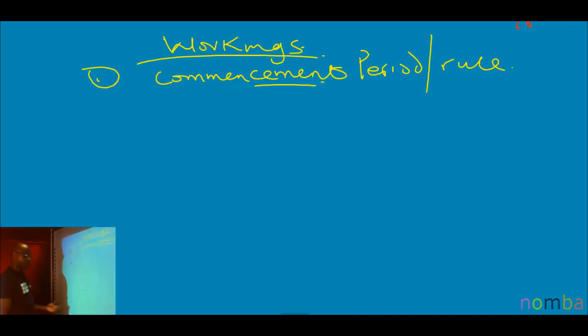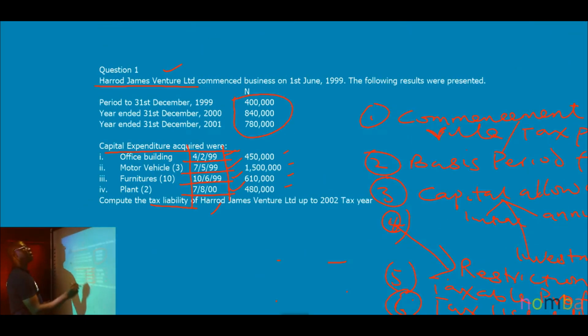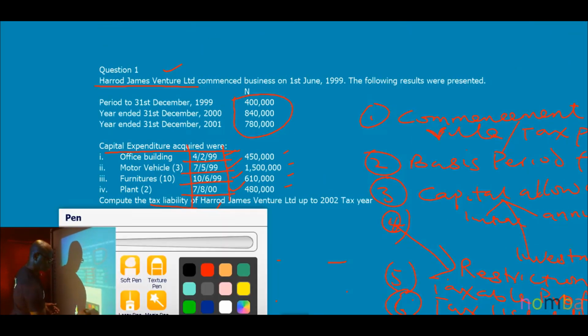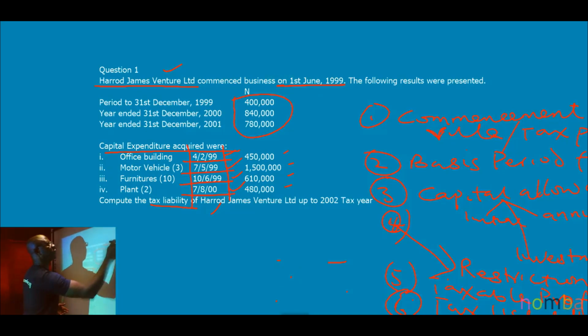For commencement period, I'll go back and look for the year the business commenced. Which year did the business commence? I can see here that it commenced on 1st June 1999. So my first year of assessment will be 1999, because that is the year the business commenced. And then 2 years following that, I am now reciting the commencement rule: 2000 and 2001. Those are the 3 relevant years for commencement rule.